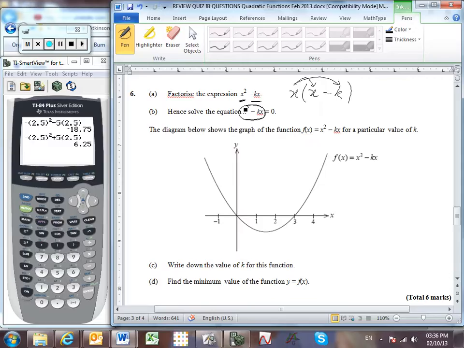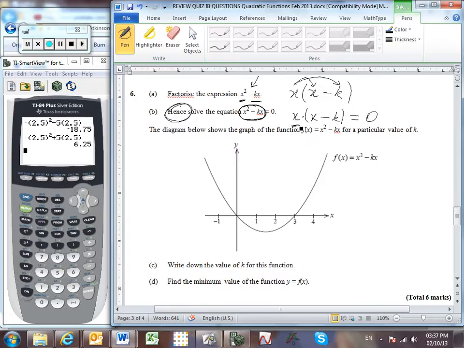Hence, solve the equation x squared minus kx equals 0. Does this look familiar? Of course, we just dealt with it. So why don't we replace the x squared minus kx? When it says hence, it expects you to use what you just did. And so let's replace the x squared minus kx with the x times x minus k, the factored version. And this is the zero product property.